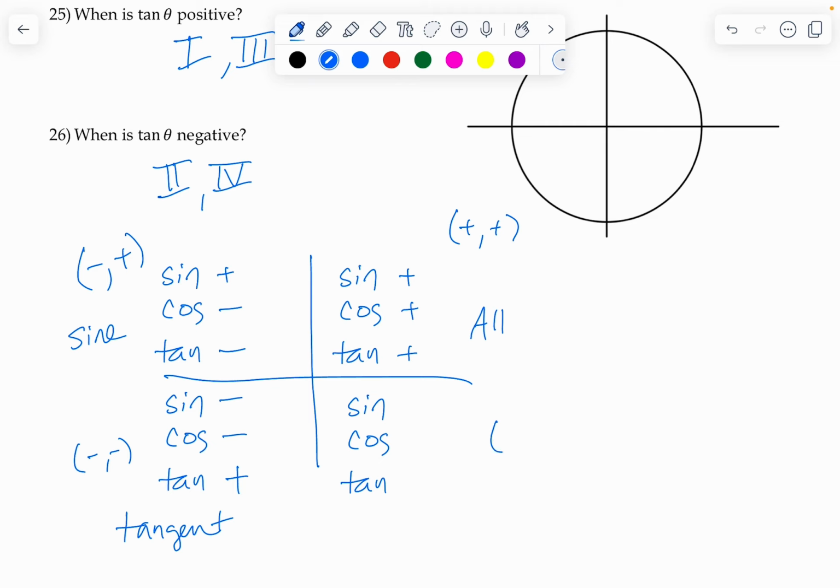And now in this quadrant, this is our positive x, negative y. So sine is negative because that's the y value. Cosine is positive because that's the x value. And if I do y divided by x, it's negative divided by a positive. Okay, this is also negative. And so the thing that's positive here is cosine. So that might be helpful.